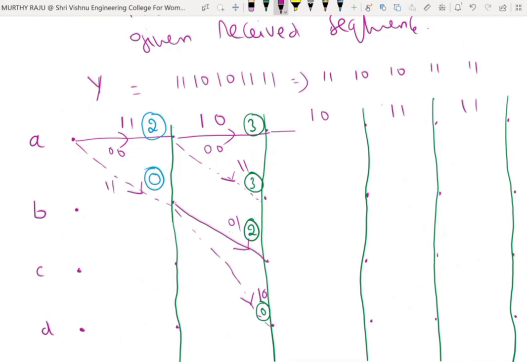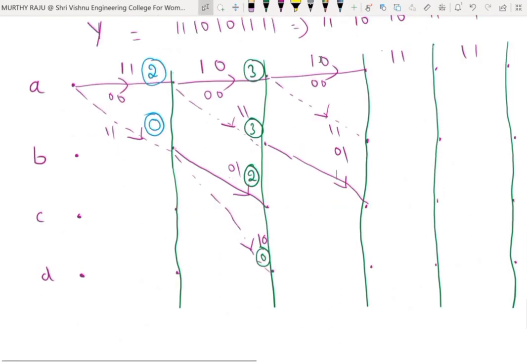Here A to A is 0 0, A to B is 1 1, and B to C is 0 1, and B to D is 1 0. Here C to A is 1 1, and C to B is 0 0.